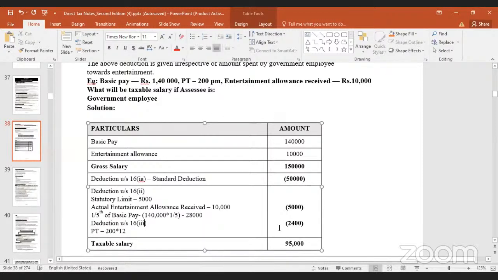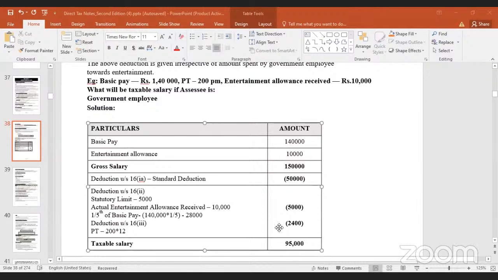Basic pay is 1,40,000. The PT paid is 200 per month, assuming that the PT has been paid by the employee himself. That's point number one. Next, entertainment allowance received is 10,000. What will be the taxable salary if the assessee is a government employee? Okay, the question is clear.